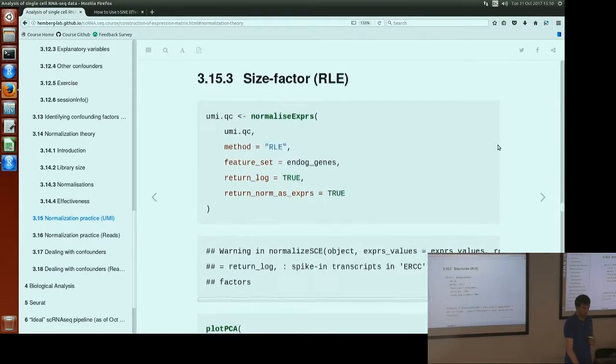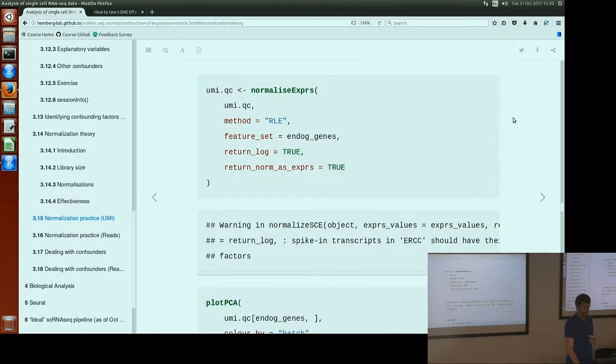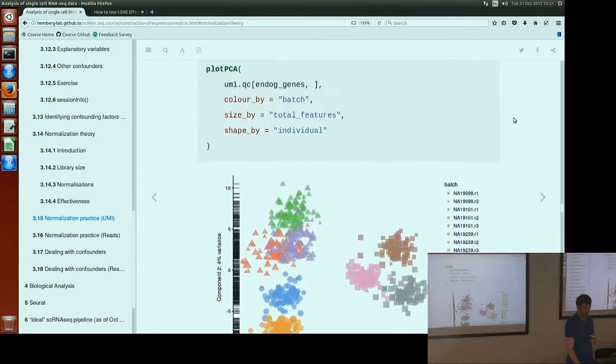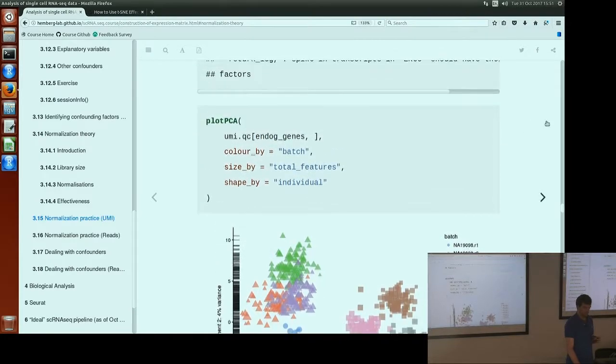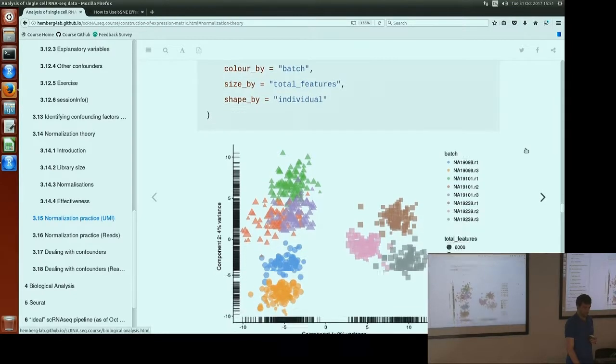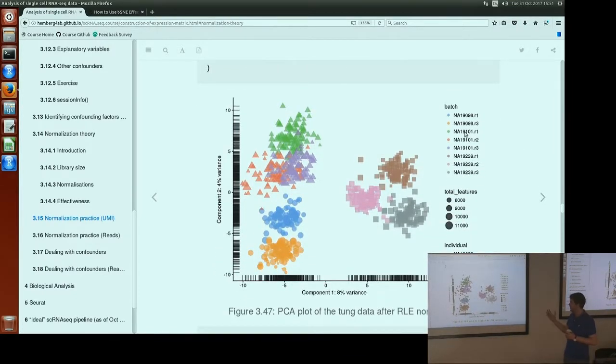We can also look at RLE size factors. So we can apply the normalized express function in this way, specifying the method that we want to use as RLE, just on endogenous genes. And if we plot PCA using those values instead, it's not a substantially different picture from calculate CPM. So in this case, the effect of trying to tweak the library sizes by using that size factor doesn't have a major effect on the normalization here.